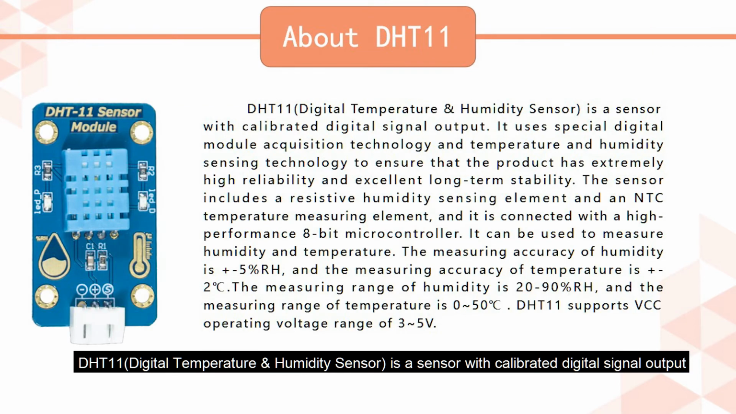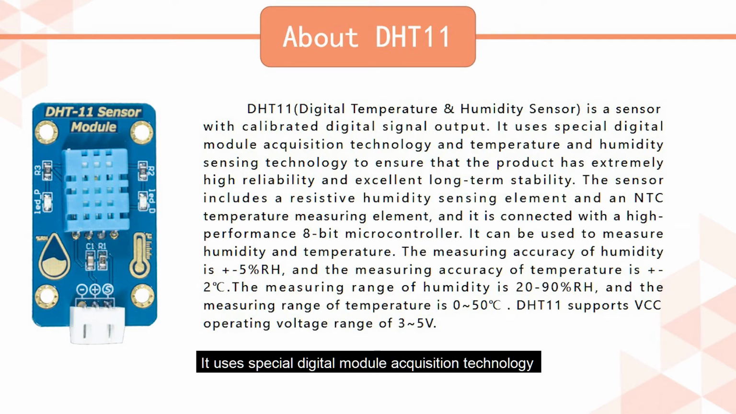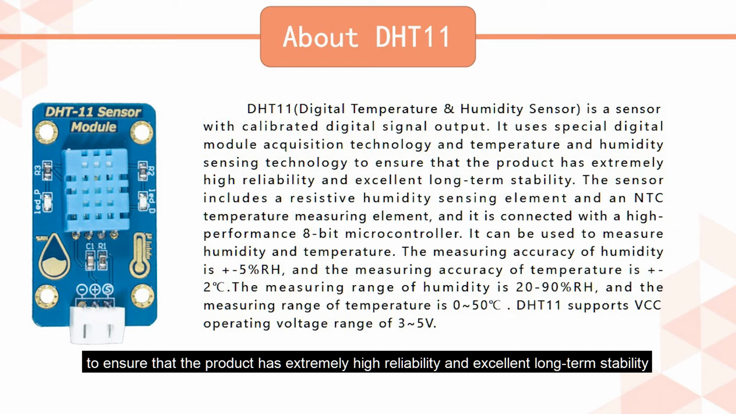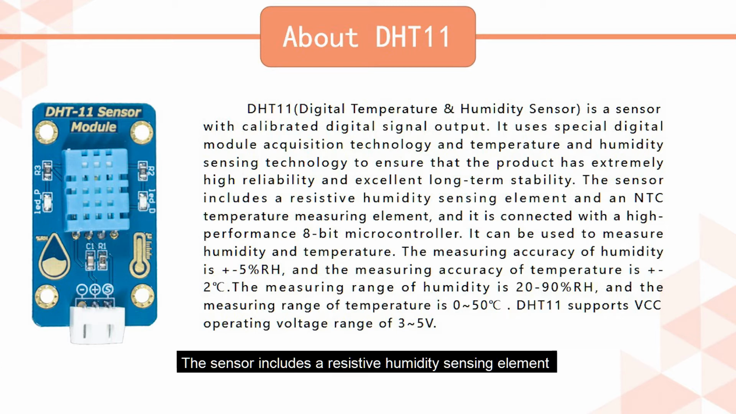DHT-11 is a sensor with a calibrated digital signal output. It uses a special digital module acquisition technology and temperature and humidity sensing technology to ensure that the product has extremely high reliability and excellent long-term stability. The sensor includes a resistive humidity sensing element and an NTC temperature measuring element, and it is connected with a high-performance 8-bit microcontroller. It can be used to measure humidity and temperature.